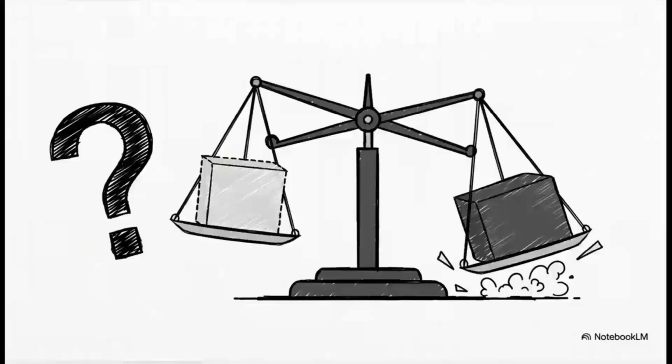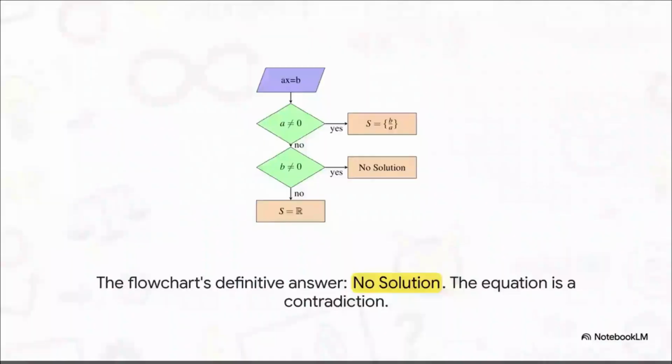Let's say yes to this question. So this is the first weird scenario. A is 0, but b is, well, it's not 0. Let's say it's 7. So our equation is now 0 times x equals 7. Just let that sink in for a second. 0 times something equals 7. Does that even make sense? And our math gives us the answer loud and clear.